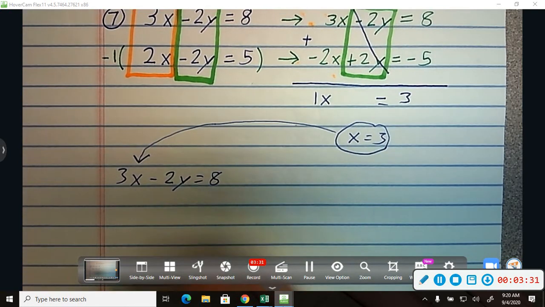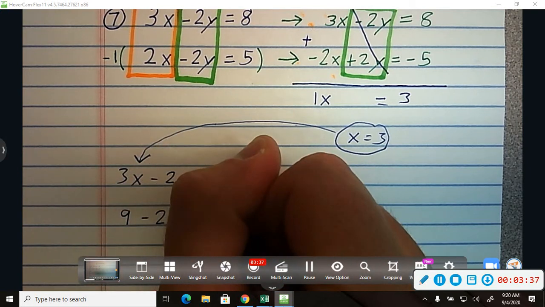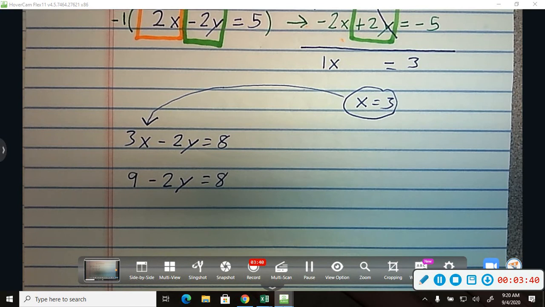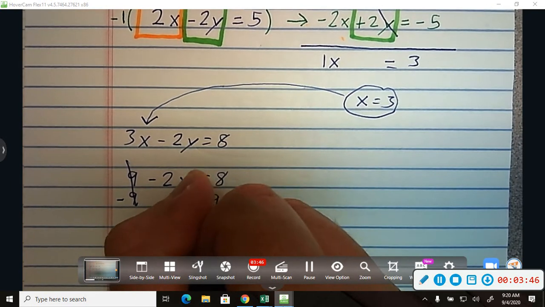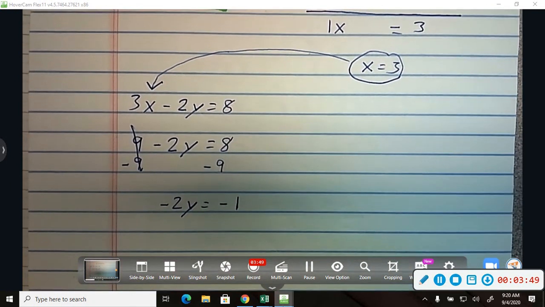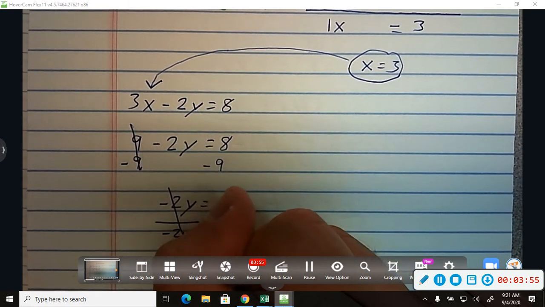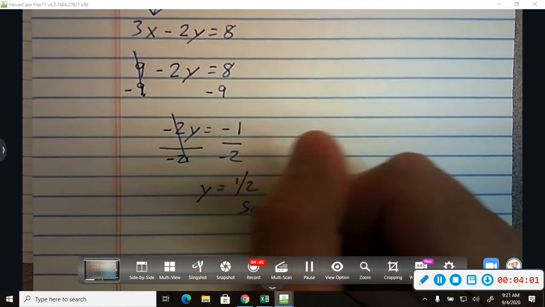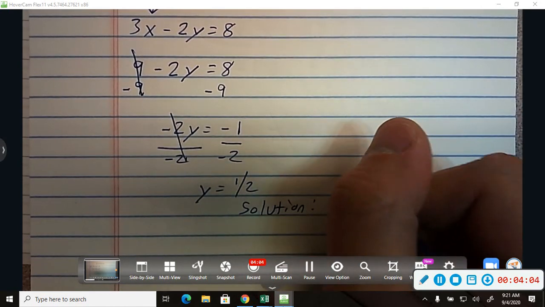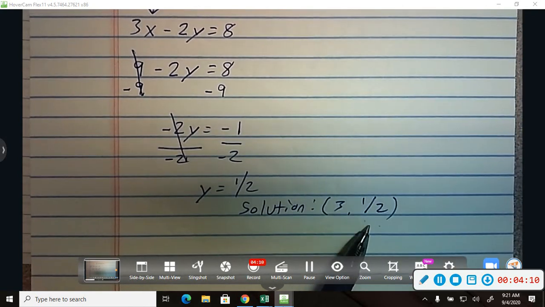So it'd be 3 times 3, which is 9. Solve for y, -9 from both sides. Divide by -2, and you get y is a half. So I'd say solution (3, 1/2). I'm very glad I did not solve this by graphing, because it would have been hard to see that it crossed at exactly 3, 1/2. Right.